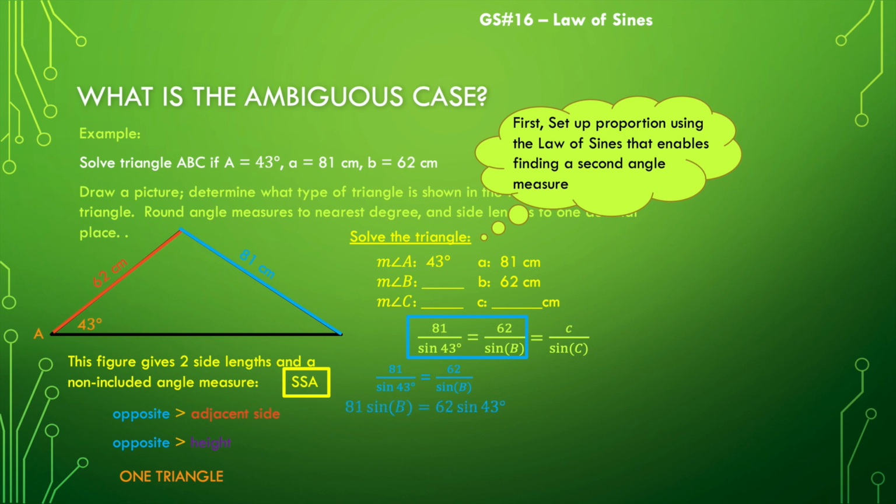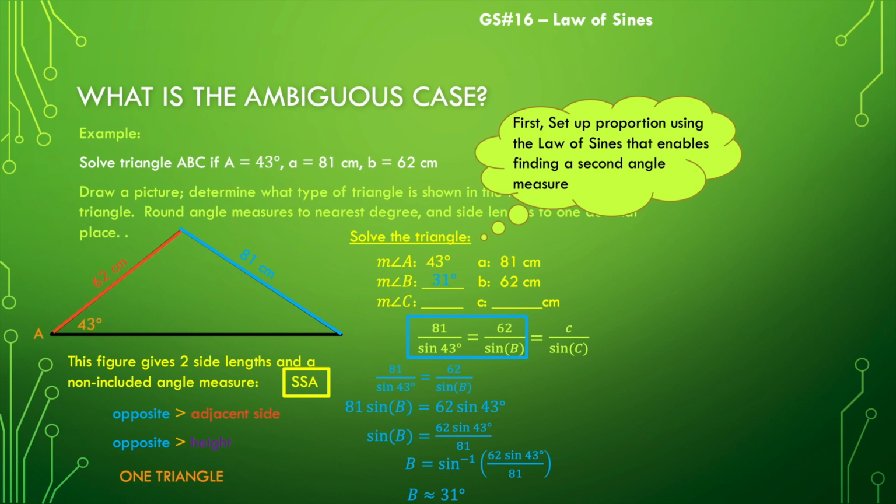I'll cross multiply and I'll get 81 times the sine of angle B is equal to 62 times the sine of 43 degrees. I'll divide through by 81 and I'll get the sine of angle B is this quotient, 62 times the sine of 43 degrees divided by 81. Now remember, I want the measure of angle B. I don't want the sine of angle B. So I need to actually take the inverse sine of this expression to get the angle measure. And when I do that, I get that angle B is about 31 degrees.